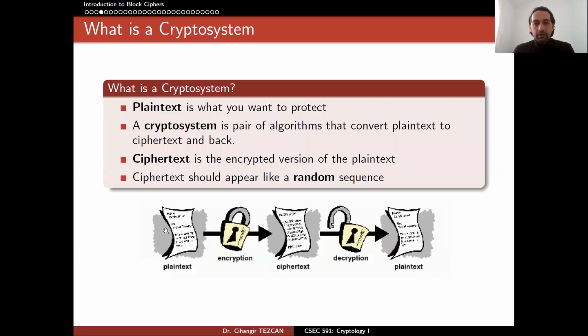What a crypto system does is that it is actually a pair of algorithms that performs encryption and decryption. It takes the plaintext and performs an encryption operation and turns it into something that is not understandable by anybody else. So it doesn't give any information about the plaintext itself. Ciphertext is the encrypted version of the plaintext, and it should look like a random sequence. So it should look like random zeros and ones. And the decryption operation turns ciphertext back into plaintext. So this is what a cryptosystem or a cipher is.